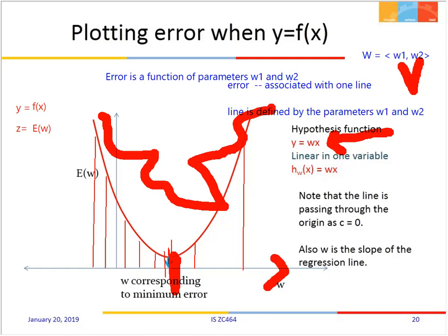So for one corresponding W, there is one error, and we are looking for the line defined by a particular W which has the minimum error. This is what we are going to find. So definitely all the lines which have different slopes will converge to the kind of point that is here.